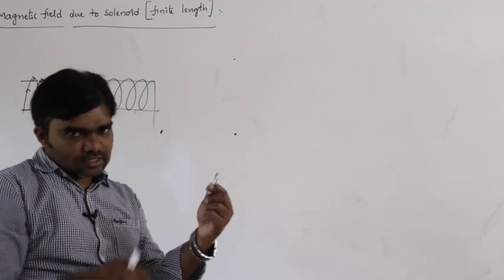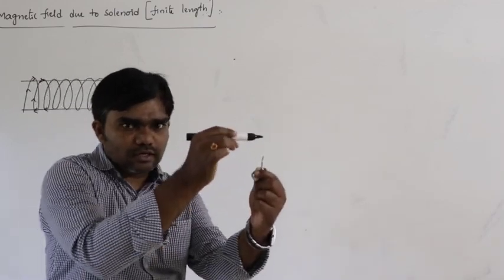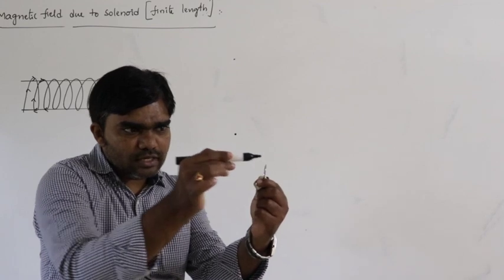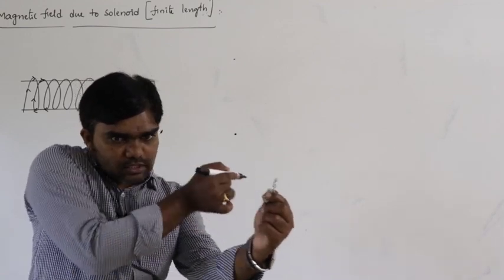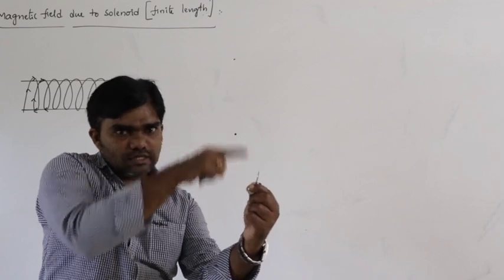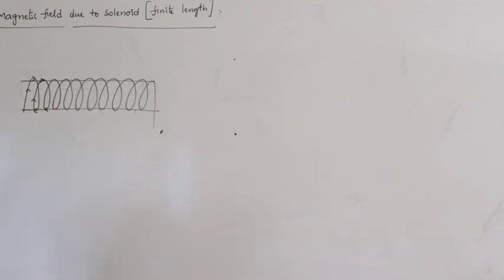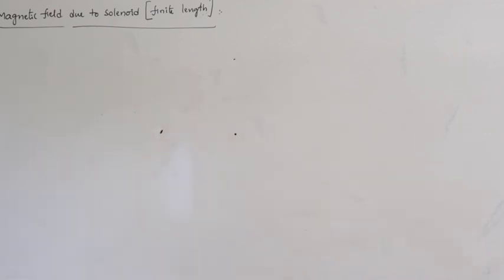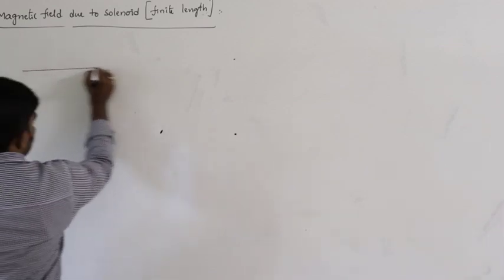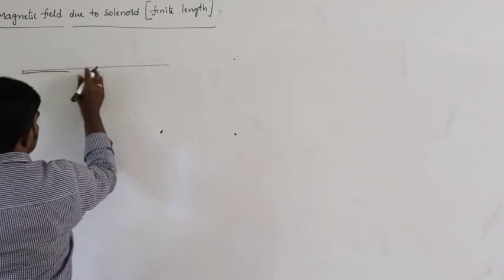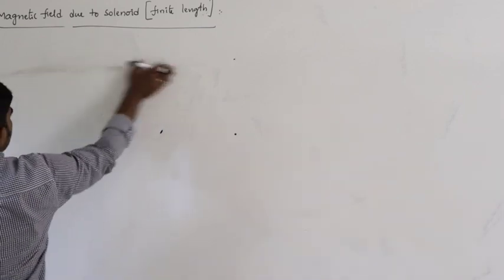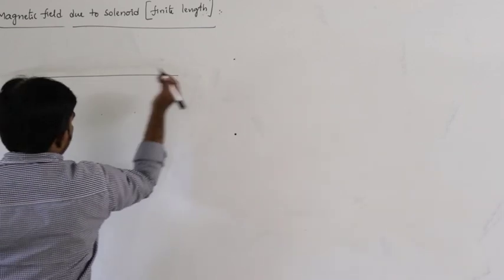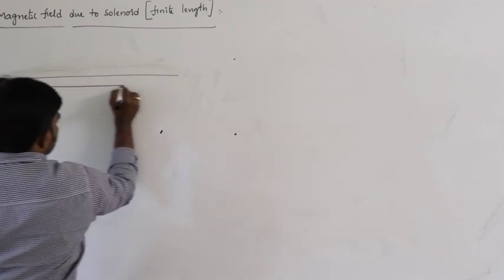Here the current is passing in the circular coil. At the top position the current is, let us say, outwards. At the bottom position the current is inwards. So let us say this is the direction of the current. Now based on that we can proceed. What we consider here is a combination of a number of turns. So let us say it is the finite length of the solenoid.